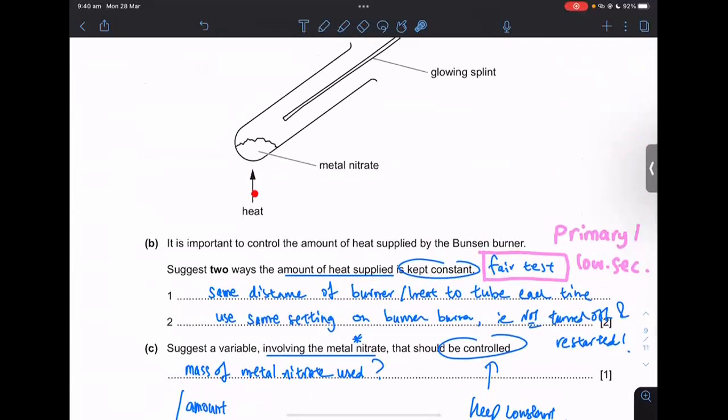Keep the heat the same. It's very easy, keep the heat the same. You are stating back the question, you don't get any mark. How would you keep the heat the same? So you maintain the same distance.